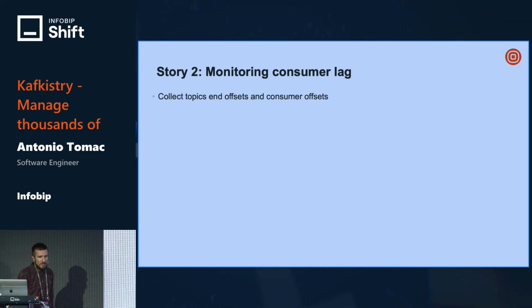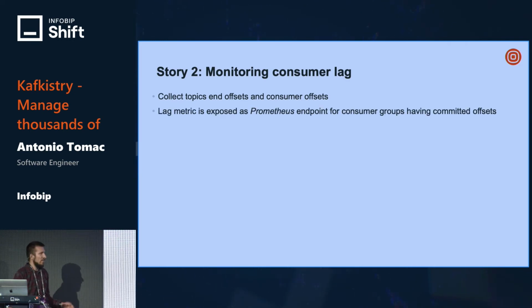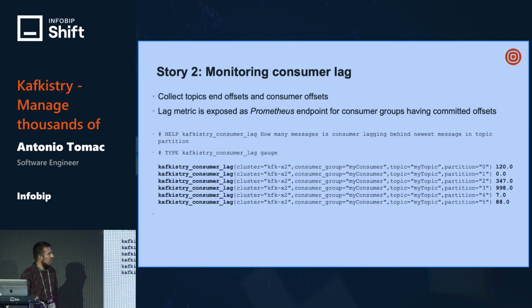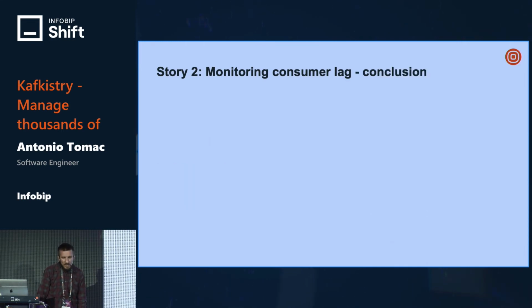It works by Kafkistry periodically collecting end offsets of all topics, and the last committed offsets for all consumers. And from there, lag is just the difference between those two numbers. And Kafkistry by default exports such a metric as a Prometheus endpoint. This is an example of how it could look, where we can see that for different partitions, a particular consumer group has a different lag.